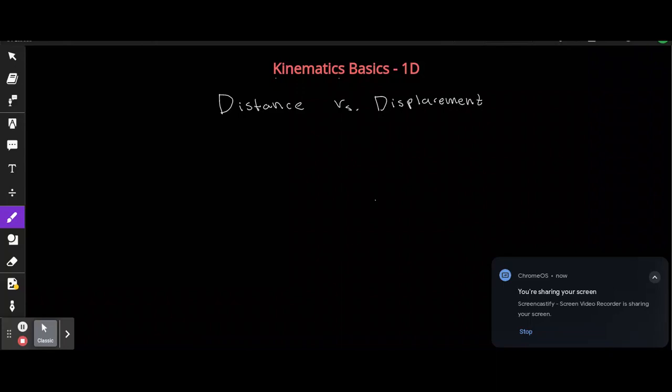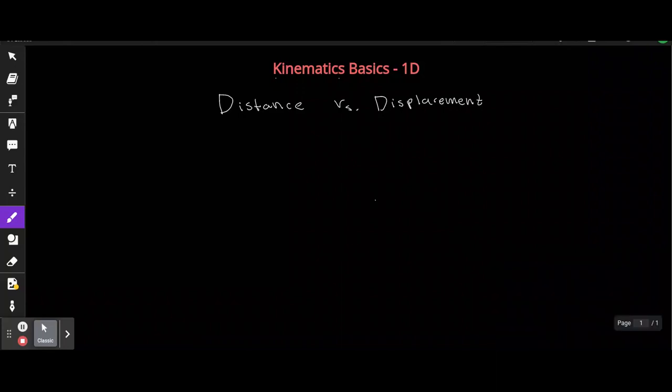Now we're going to go over two commonly mistaken and mixed up quantities, a scalar and a vector, known as distance and displacement. Because distance and displacement sound very similar to an introductory course, it's often one of the biggest mistakes of students. So I'm going to define what distance is. Distance is the magnitude, or the size, of the traveled displacement between two positions.